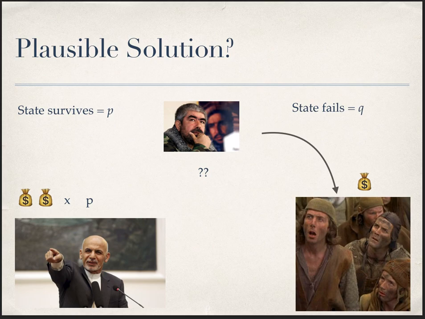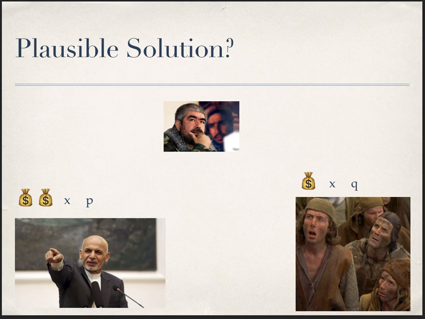You might have guessed already that if the warlord elects to take his ball and go home and the state survives, it will attempt to come after him and take the ball. So the value of his return to his own people is 1 bag of money times the probability that the state survives. Right? There's a risk on either side that you lose your money. Here the state fails, you lose your money. Here the state survives, you lose your money. Okay. So the warlord is left to decide which of these possibilities maximizes his own income.